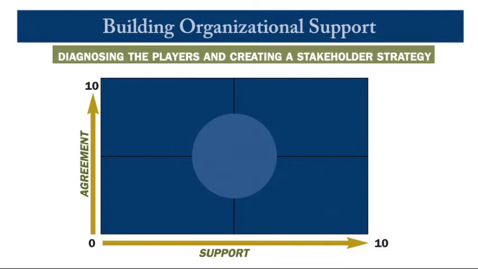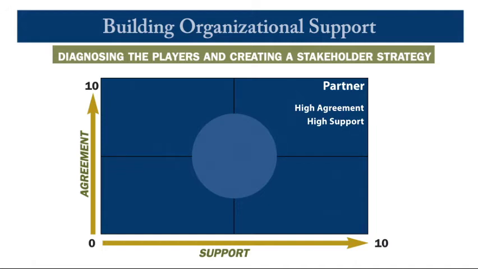So taking it from the top, on the far right, top right, we have partners. These are people who have a high degree of support for you and fundamentally agree with you. But again, it's not realistic to assume that's going to happen. It's going to be more issue dependent.